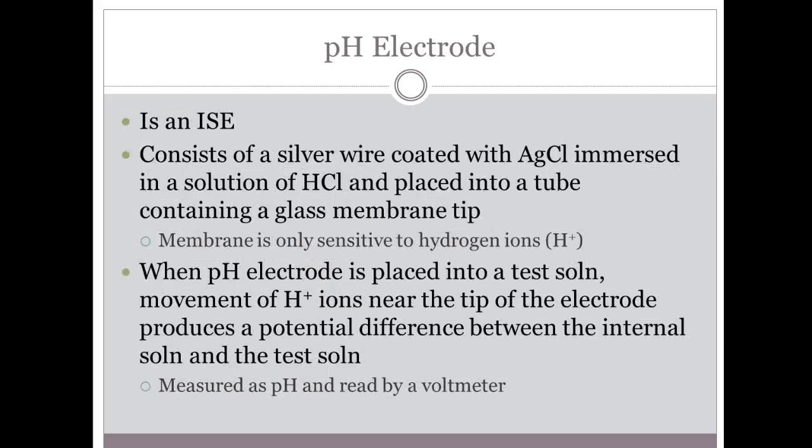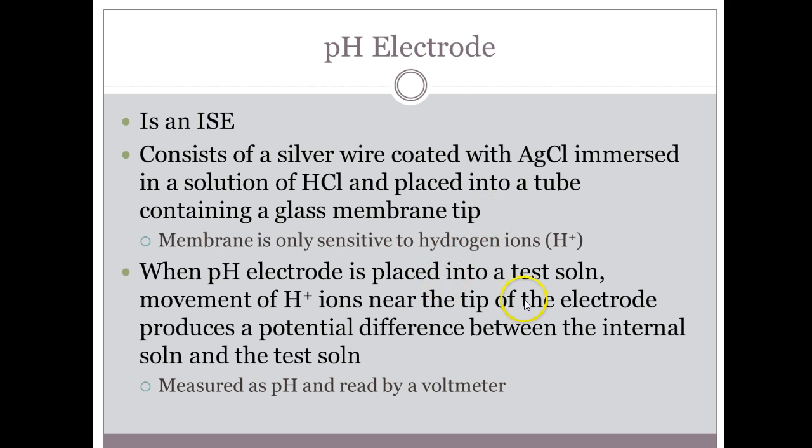Then we test for pH on a lot of patients. The pH of the body is very important. We're going to talk about this in week 9. You don't want a pH that's too high or too low, and the physician needs to know how to react to a patient depending on what the pH might be. So we use ion-selective electrodes. Usually there's a silver wire coated with silver chloride immersed in a solution of hydrochloric acid and placed into a tube containing a glass membrane tip.